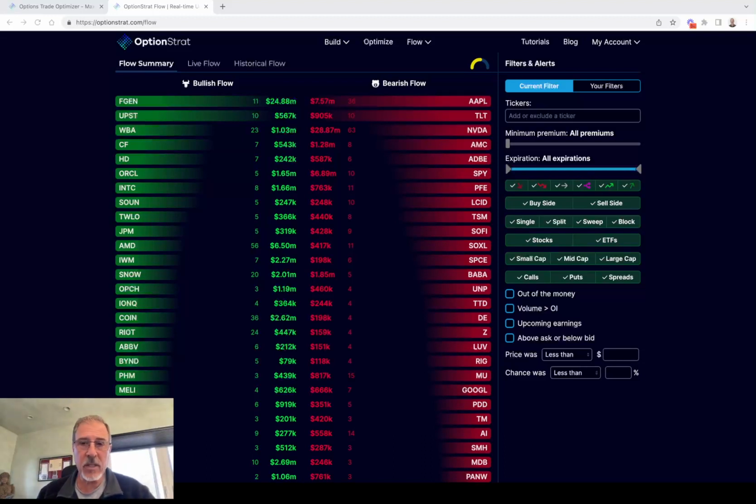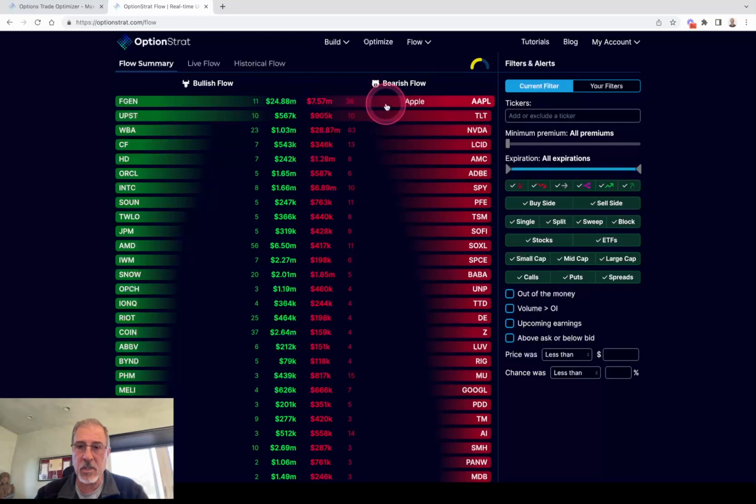Of course, any trades I suggest here are all paper trades, specifically geared toward helping people understand different sorts of trade concepts and ideas. So what I wanted to do right now is take a look at OptionStrat, specifically the flow summary. This is a great tool. It gives me an idea of what volume is coming into different stocks in a bullish or a bearish flow.